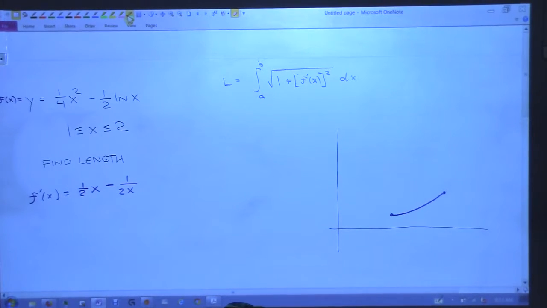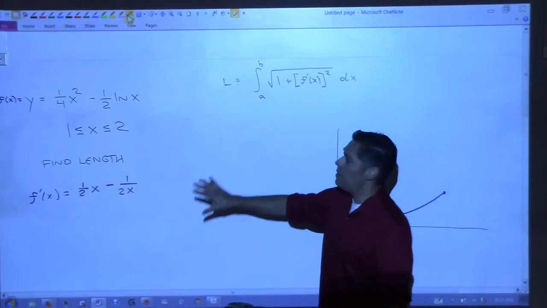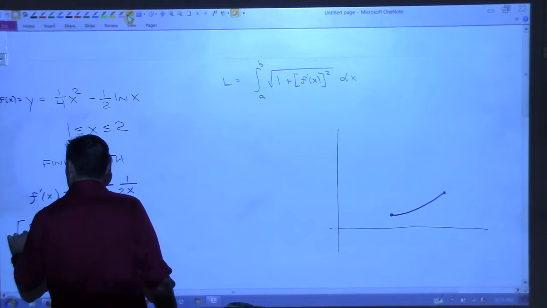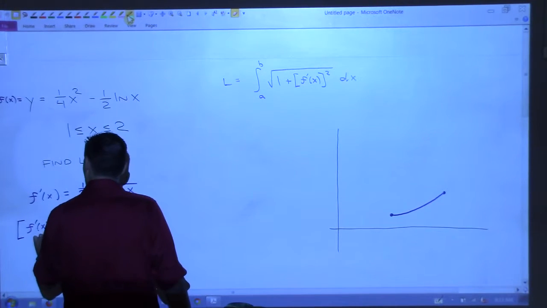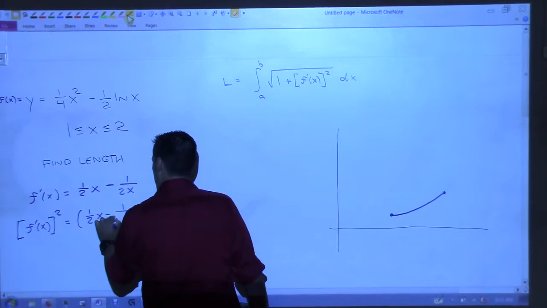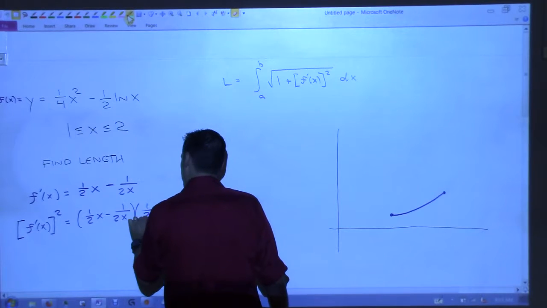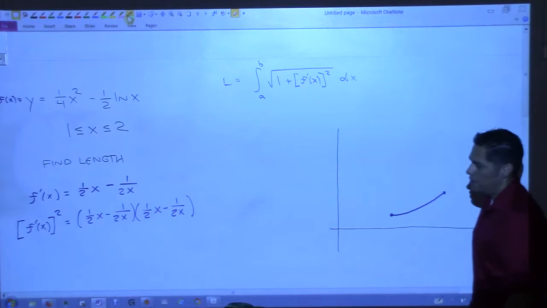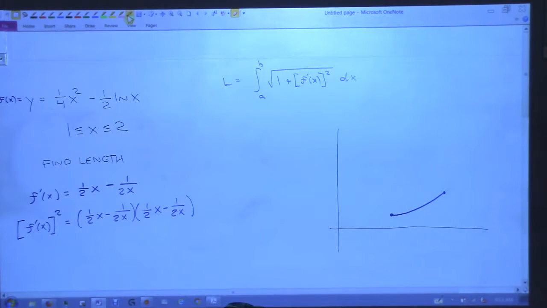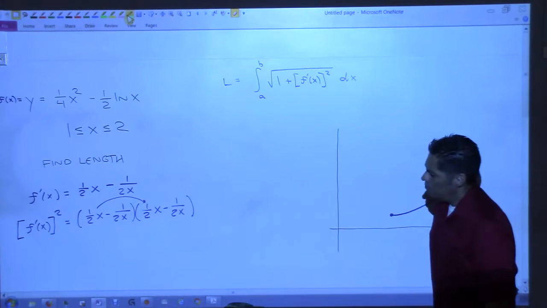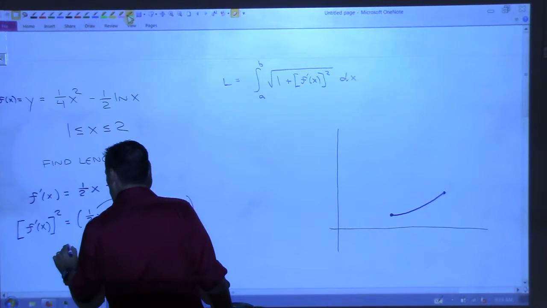Now I'm supposed to square it, right? So this is all scratch work. I'm going to do the integral in a second. When I square this function, the derivative, I have to multiply this times itself, right? And then I just FOIL it out. So let's see what we get when we multiply this out. So this first multiplication, what do I get there? 1/4 x squared.